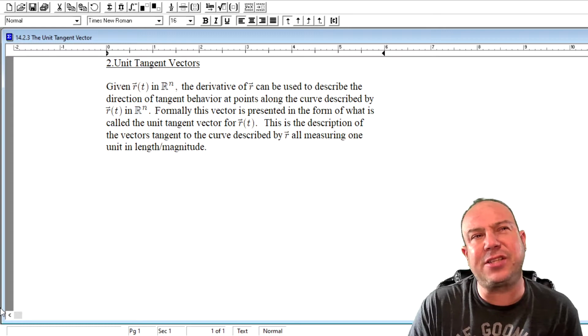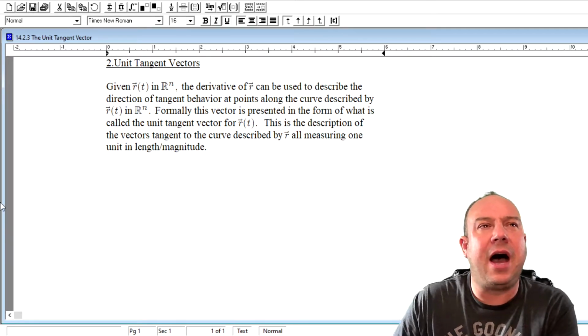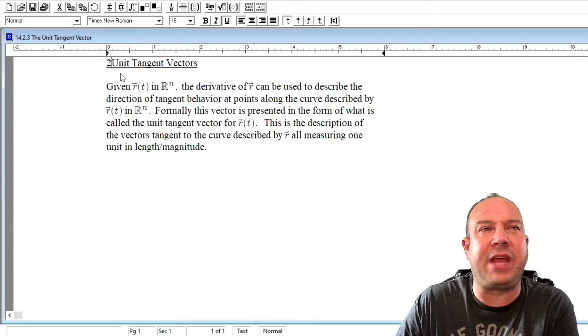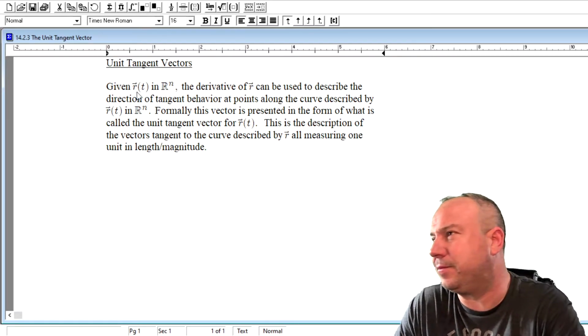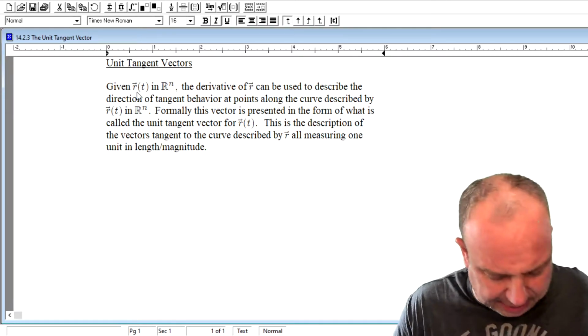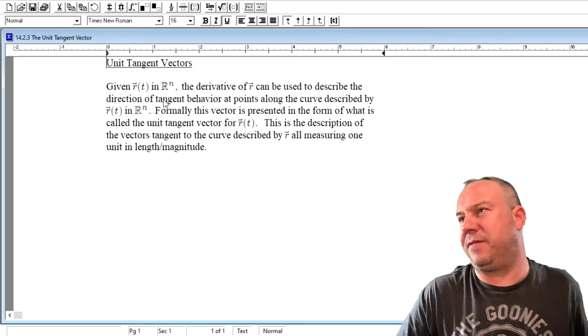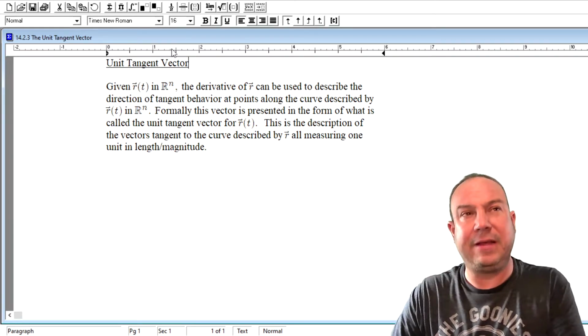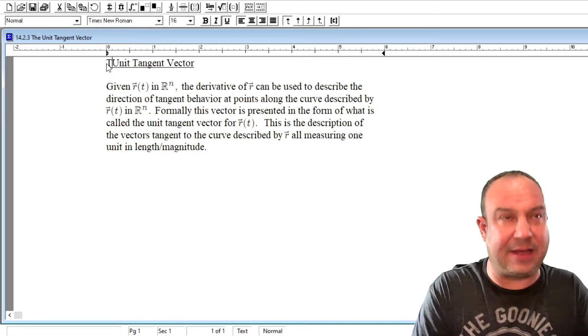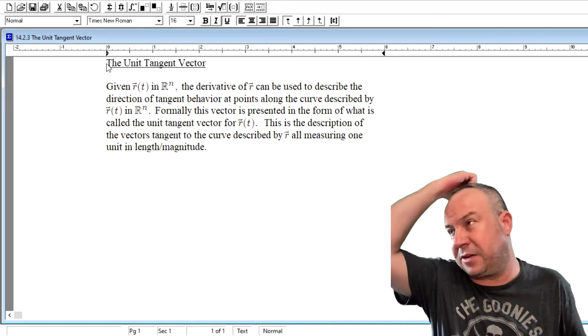So what we're going to start with is an application of differentiation where we can use differentiation to describe what we would call tangent behavior to a vector. All right. What we're going to look at here is the unit tangent vector.